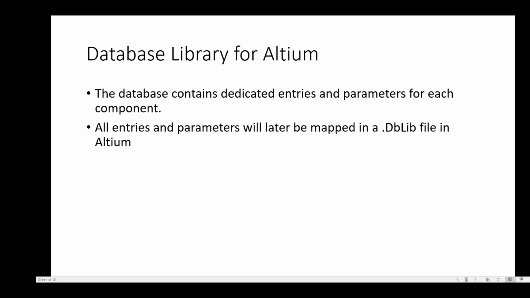The database contains dedicated entries and parameters for each component. All entries and parameters will later be mapped in a .dblib file in Altium. The .dblib file is the linkage between the database and the components in Altium, mapping all database entries with all of its data to components in Altium.